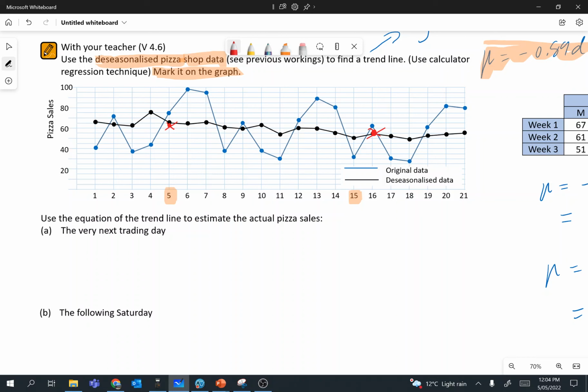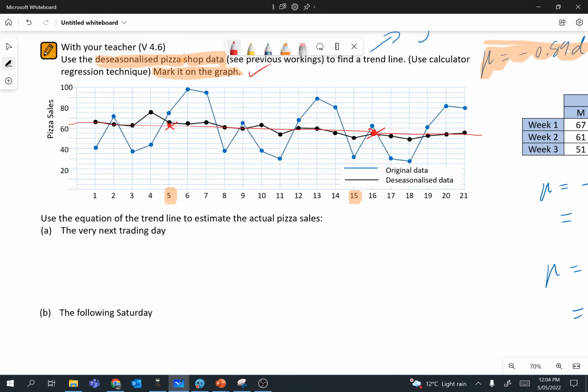And then I'm going to get a ruler and join those up with one single line. Okay, so there is the trend line there. So that's the linear regression. I've just marked it in there. Alright, so we've done that bit.